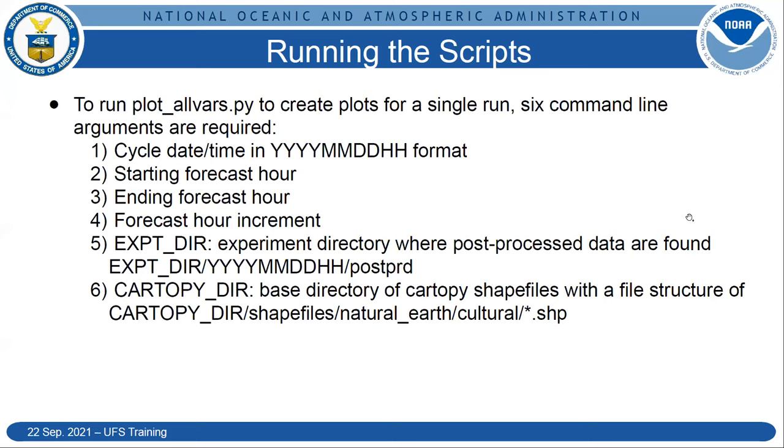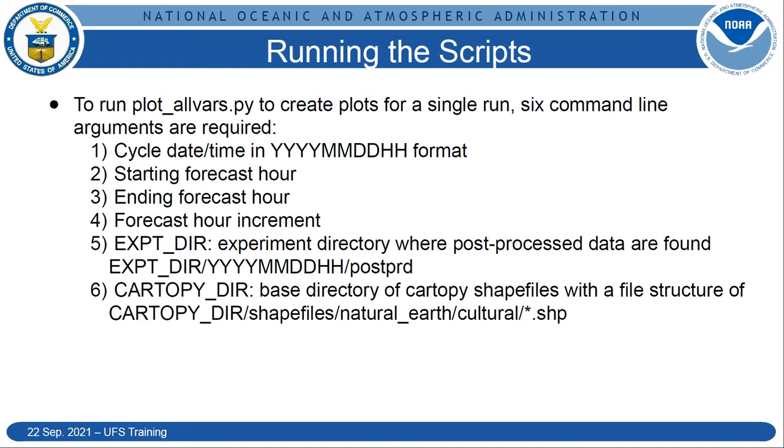Okay, so to run the plot all vars script, which again creates plots for a single model run, there are six command line arguments that are required. So the first is just the cycle date and time of the model run that you have output for. So that's in year, month, day, hour format. Then you have your starting and ending forecast hours for which you want plots generated, and then forecast hour increments. So for instance, if you want plots generated every 3 hours, that would be 3.